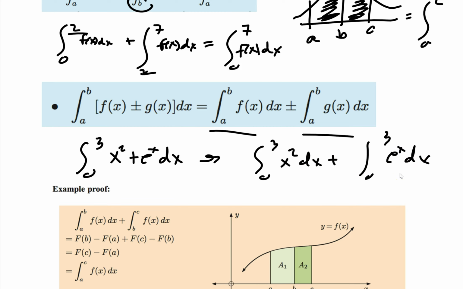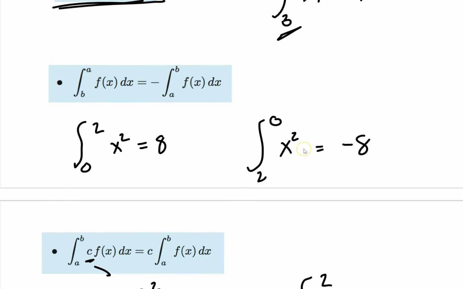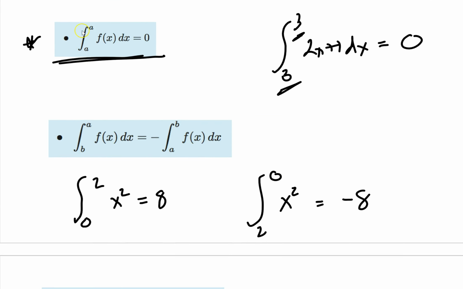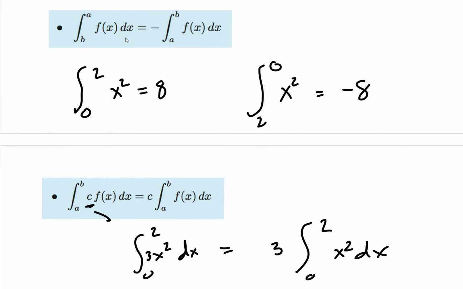You get the exact same answer. Right? So a couple of new rules, a couple old ones. Classic: if the limits are the same, you automatically get 0. Here's a new one: if you switch the limits, it's an important one, then it negates it. That's all it is. So if you see the limits switch, you negate it.